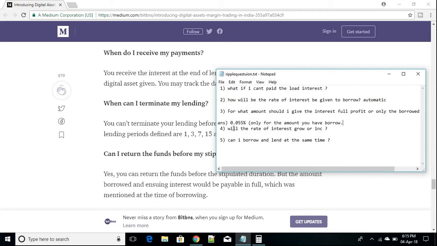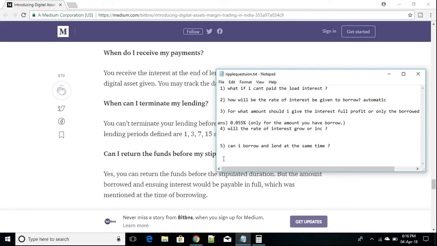So the fourth is, will the rate of interest grow or increase? Yes, guys, the rate of interest will grow. They have said that if the lenders and the borrowers gradually increase their lending and borrowing day by day, the rate of interest will go up. But as of now, the rate of interest is only 0.055.